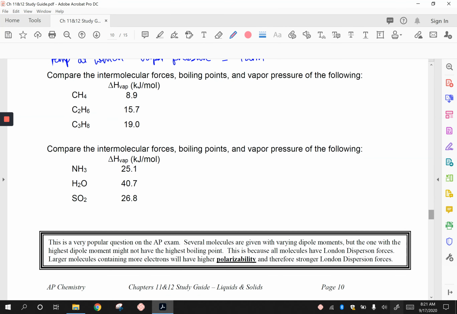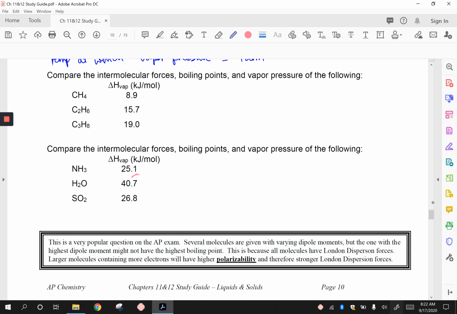Okay, let's compare the intermolecular forces, the boiling points, and the vapor pressures of the following. So we're kind of putting all of it together here. Sometimes they will give you different substances, and based on your knowledge of the intermolecular forces, you assign what type of intermolecular forces, you assign their strength, and all that stuff. But sometimes they'll give you data to help you figure it out. So you always trust the data, not necessarily what you think it should be.